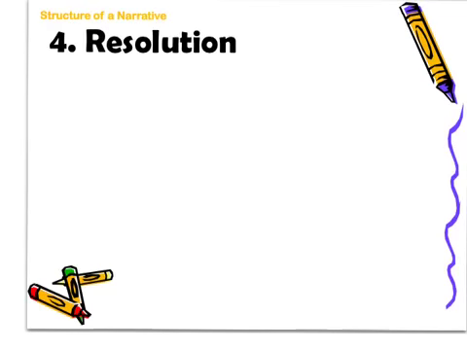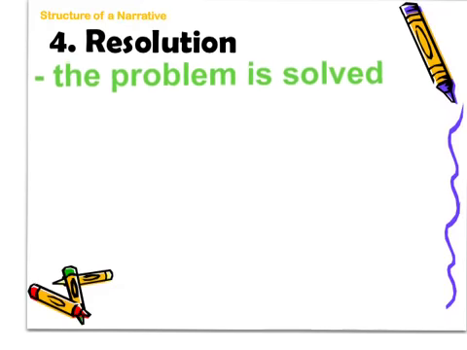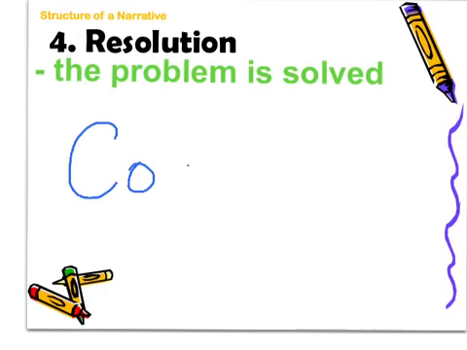To finish your narrative, you need to have a resolution. This is where the problem is solved. Sometimes, but not always, you'll also have a coda. This is a final message from the main character of the story. This message helps to make the lesson or moral of the story clear.